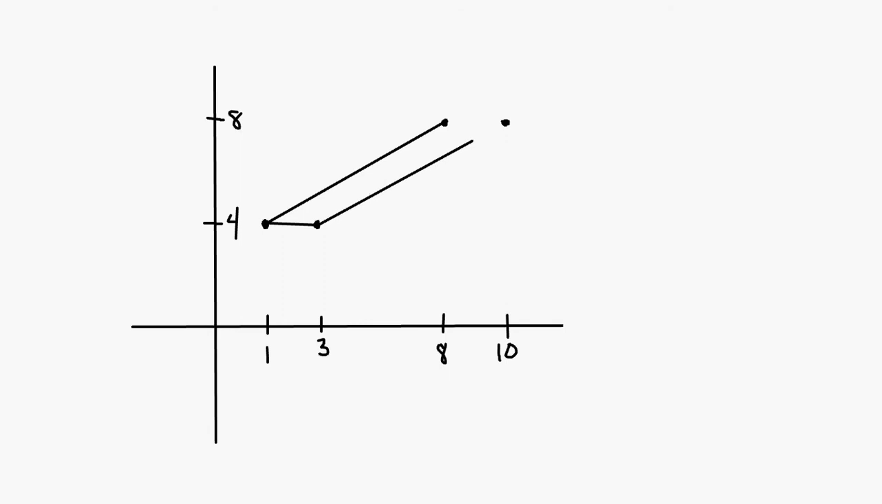All right, so you got a point at 1, 4. So 1, 4, right here. And you got a point at 3, 4. 8, 8. And 10, 8. If you connect the points, you get a better idea of the parallelogram that you're dealing with.